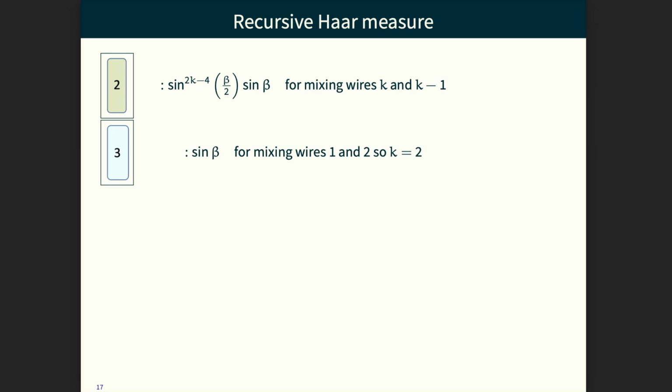The part of the measure for the blue box, like the 3 box, is just a sine. And in fact, if you remember, the blue boxes mix wires 0, 1, and 2, so K is equal to 2. If I put K equal to 2 here, that piece disappears, and I'm left with that. So there's nothing terribly new here. I just take this and repeat it for every one of my blocks as I go along. And you can remember that for the 2 blocks, and for the 3 blocks, it collapses to this simpler expression.